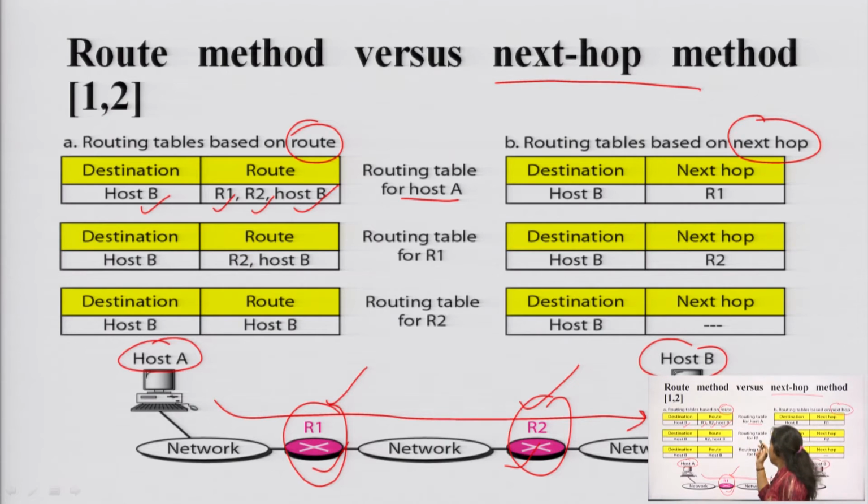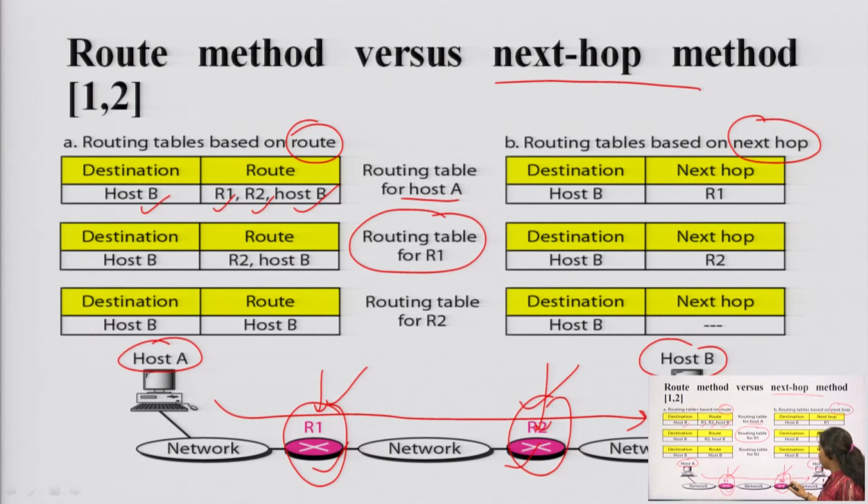So, the routing table for R1: the destination is host B, and the remaining points in this particular route are R2 and host B, because the packet has reached R1. So, this is the routing table for R1. Now, the packet has reached over here. What is the routing table which has to be followed at this point, so that the packet will be transferred to host B? So, this is the route, that is host B.